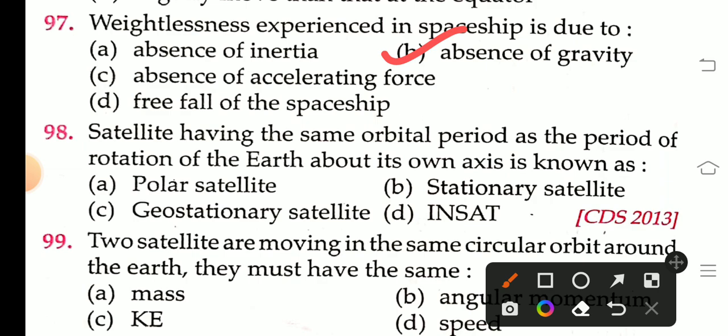A satellite having the same orbital period as the period of rotation of the earth about its own axis is known as a geostationary satellite.